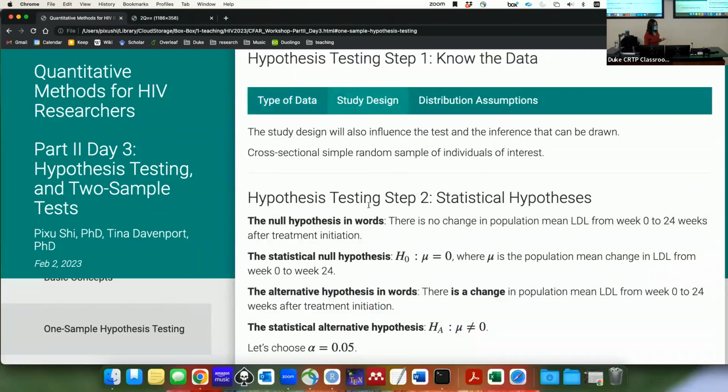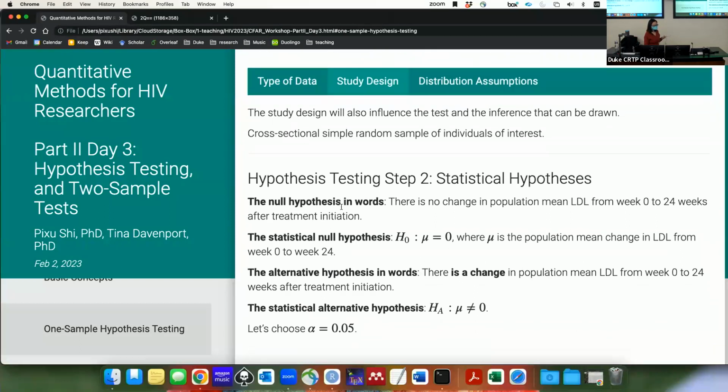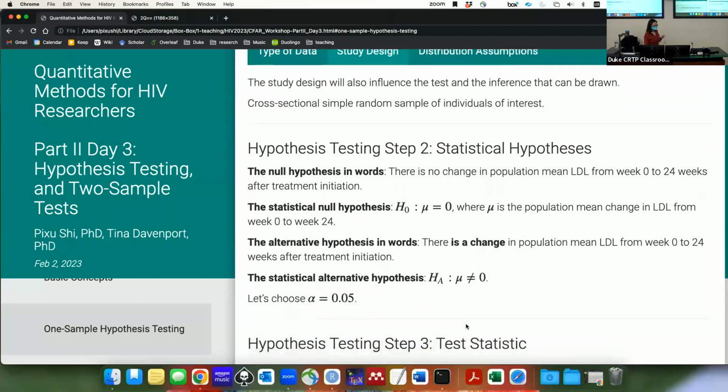And here we also look at the study design. So you just take cross-sectional samples, and that means you have the baseline, you have the measurement after the treatment, and you take the subtraction. So this subtraction, this difference will be your observed data. The change in LDL is your observed data. And the null hypothesis means that the mean of this change is 0, and the alternative is the mean not equal to 0.